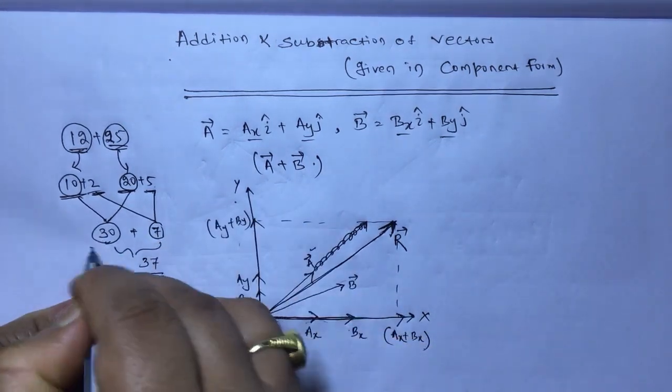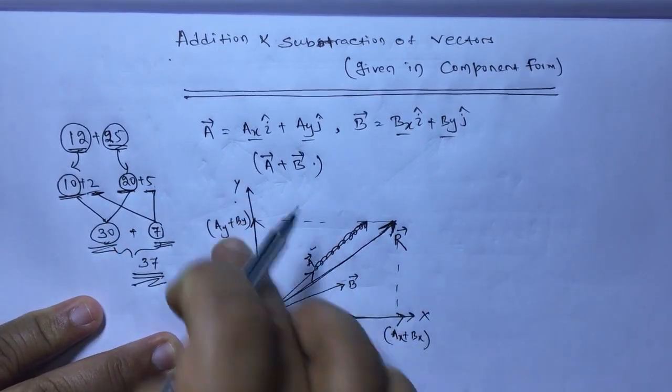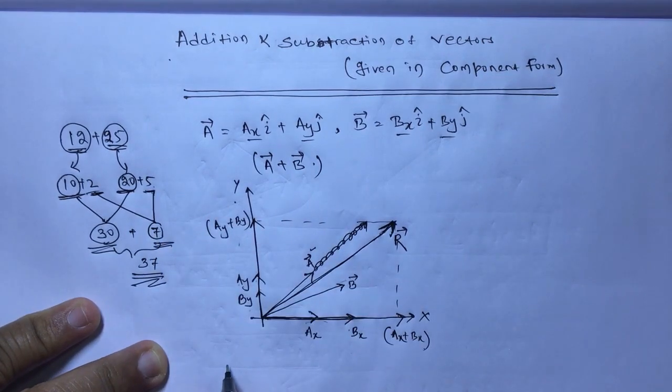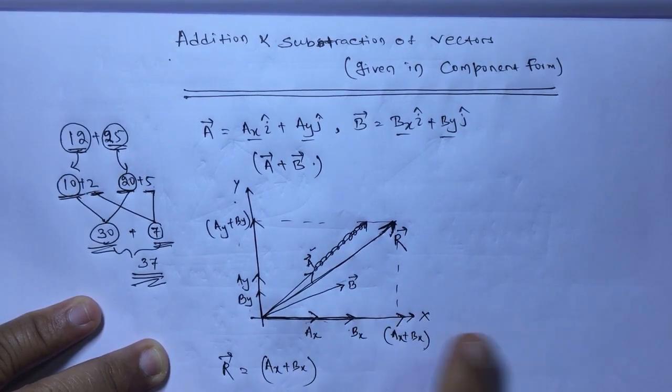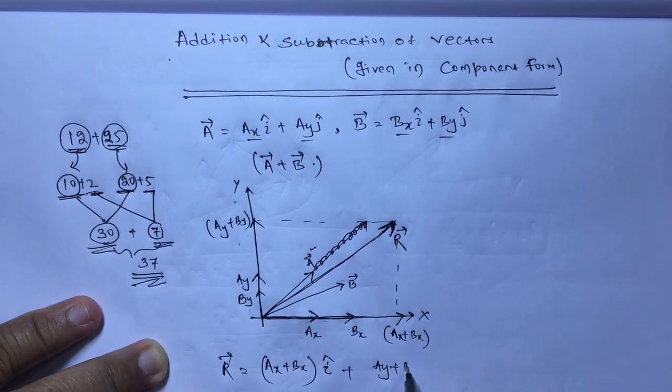These two, this is your 30, this is your 7. So just add them to find the answer, and you don't have to actually add them, just write the r vector expression. The r vector expression will be how much? Ax plus bx along the x axis, so (ax plus bx) i cap, plus ay plus by j cap, because it is along the y axis. So this is your answer.